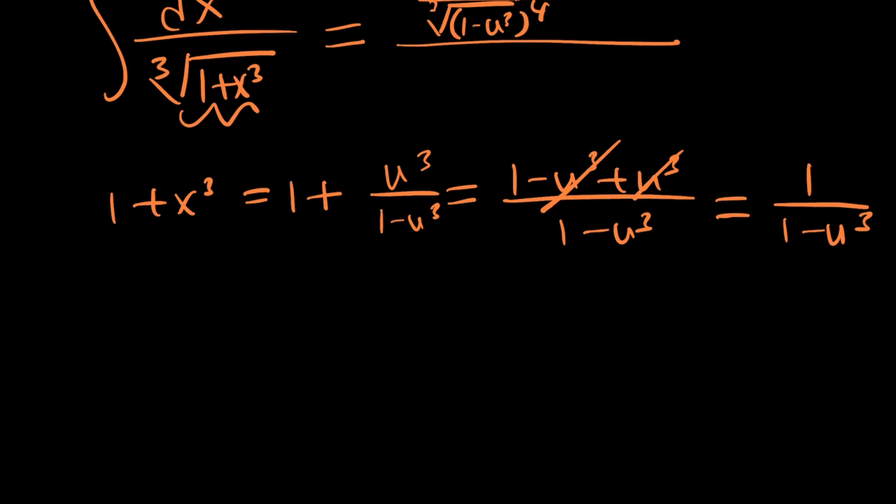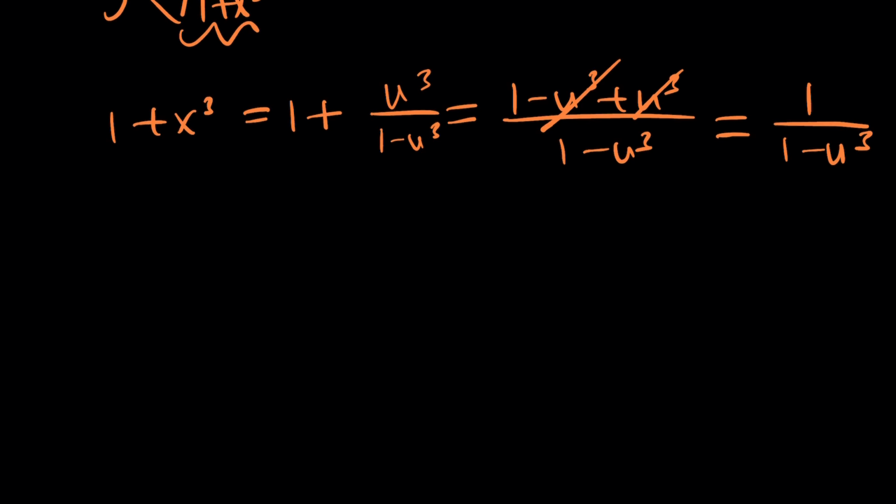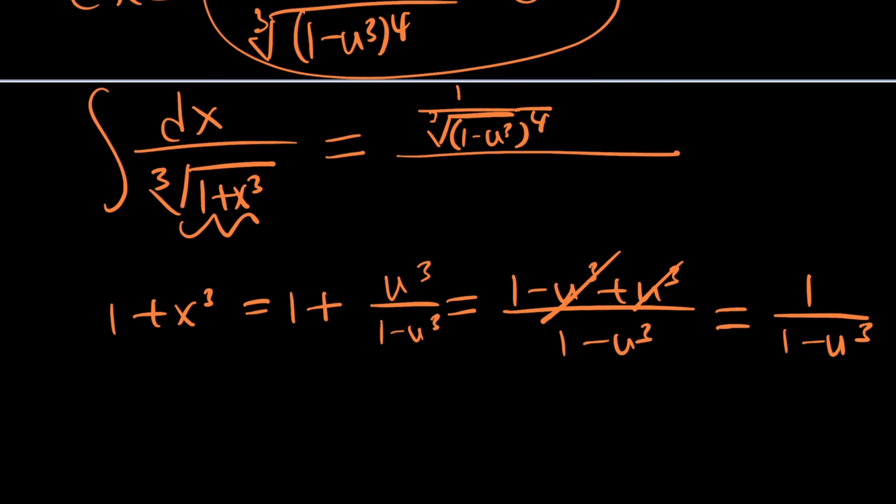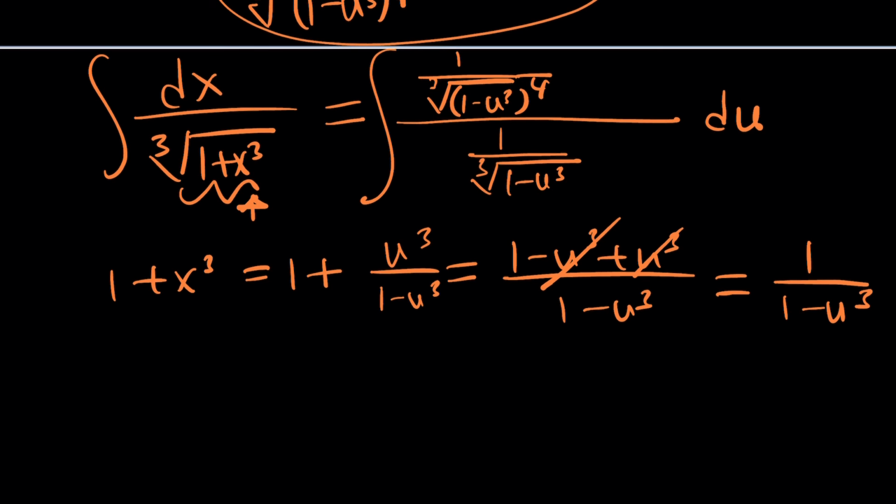Isn't that nice? So now we do need to cube root this because we need this, right? So it's going to look like this when we cube root it: 1 over the cube root of 1 minus u cubed. After simplifying this stuff, you're going to get something like this. Of course, there's a du as well, and we're integrating both sides now. So you're going to flip this, and it's going to be multiplied by 1 here. So you're going to get something like the cube root of 1 minus u cubed divided by 1 minus u cubed to the 4th power, which gives you a 1 minus u cubed in the denominator.